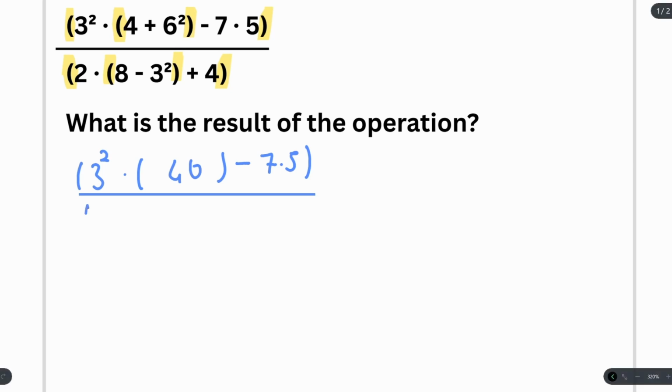Divided by 2 times, we're just going to write the 8, and minus 3 times 3 is 9, plus 4. We can do inside this parentheses, 8 minus 9, subtract smallest from the largest, 9 minus 8 is 1, sign of the largest is negative 1. Now we can go to the next step.